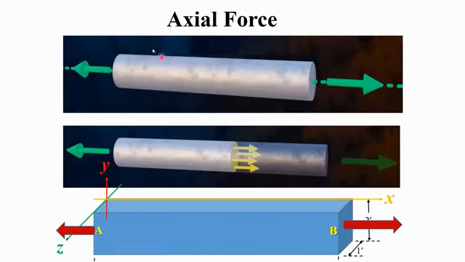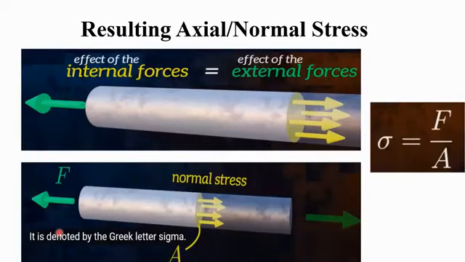Now, what is axial force? You can see a circular cross section beam is pulled from both sides. So once we cut, we find this stress. This yellow line shows the stress. In 3D, the force will be something like this. Now, the internal force will be equal to the external force, and stress will be sigma equals F by A. Probably you know it.